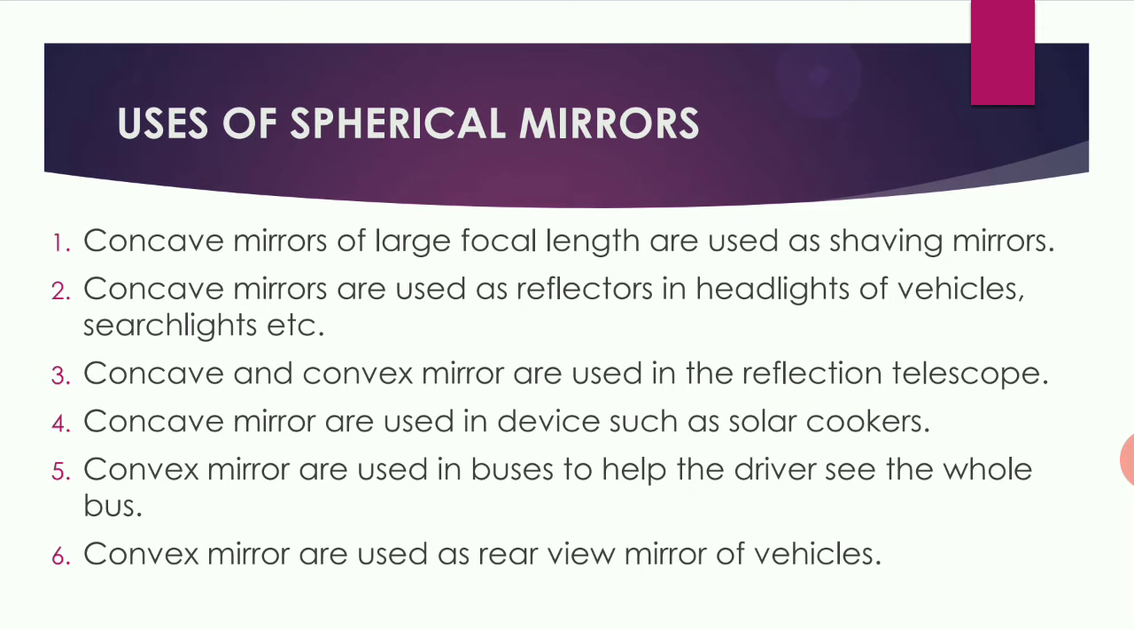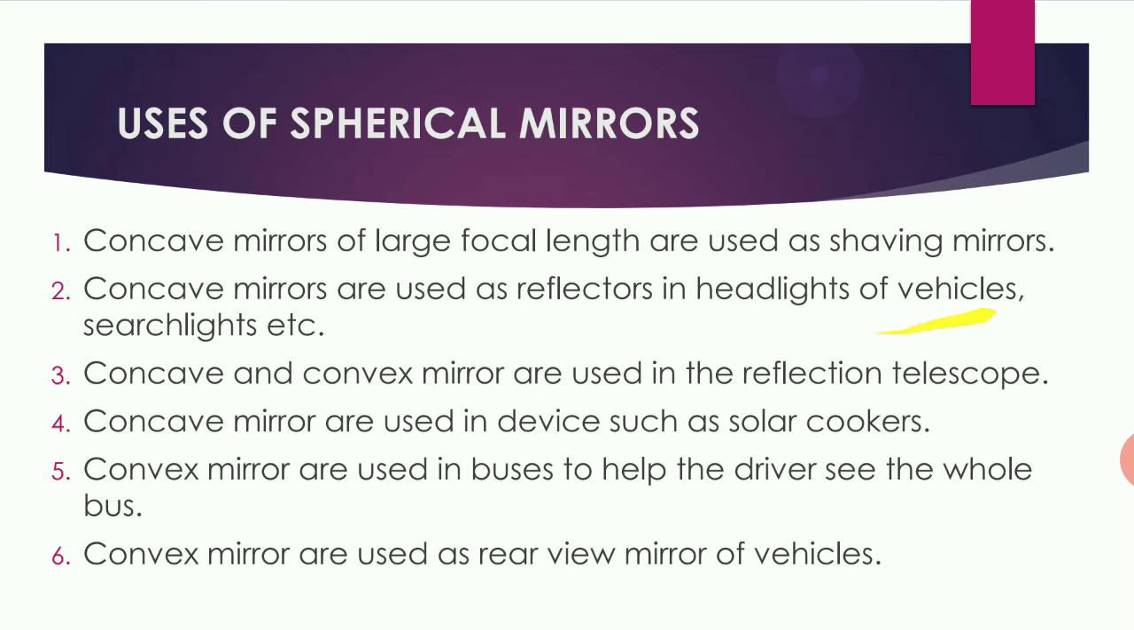Now, uses of spherical mirrors. Where are the spherical mirrors used? Spherical mirrors are of two types, concave and convex, so we are going to learn about their uses. A concave mirror of large focal length is used as a shaving mirror, because you can see the small hairs present on the face as bigger.